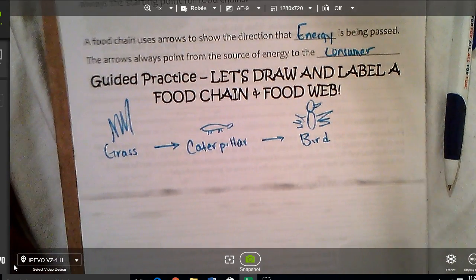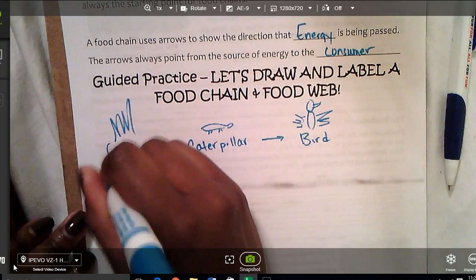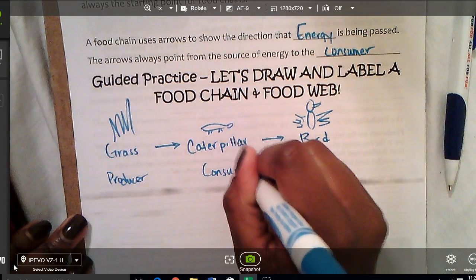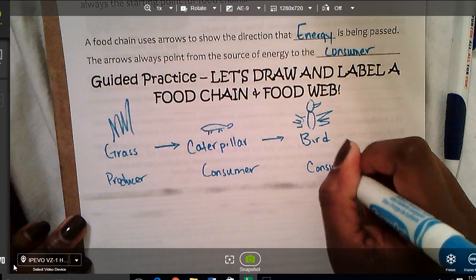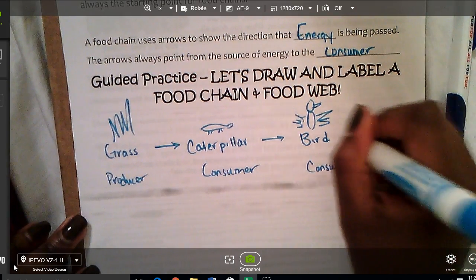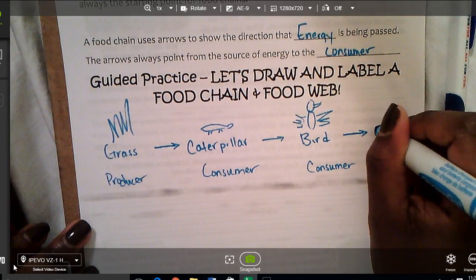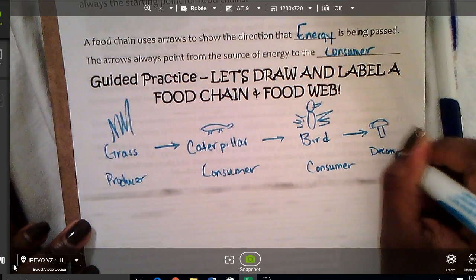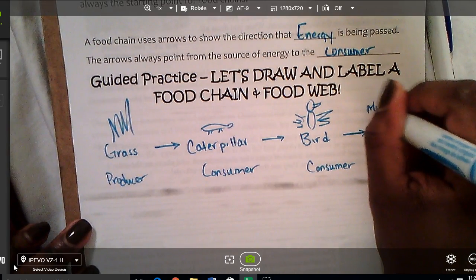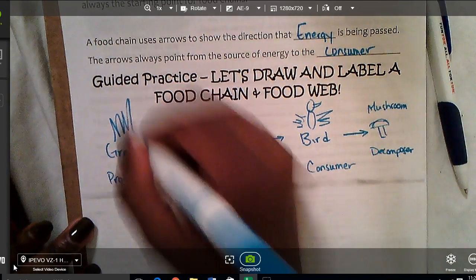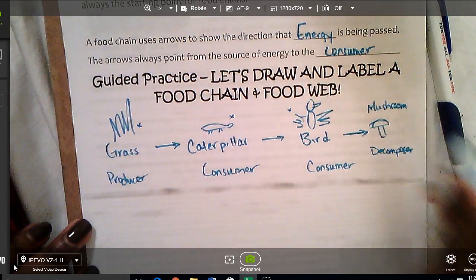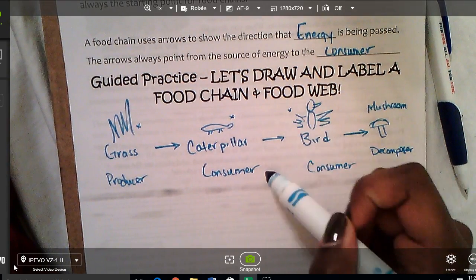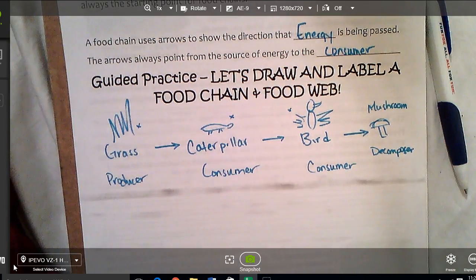Tucker got skills. So here we have our grass, which is the producer. We have our caterpillar, which is a consumer. And we have our bird, which is also our consumer. Now, if we wanted to add a layer to this food chain, we could add mushrooms, which are going to be a decomposer. And we'll write mushrooms on top. And remember, once all of these things die, it means that the mushrooms are going to act as decomposers. They're going to break down the nutrients in these organisms, return them to the soil, and then that will be energy for the grass to grow.